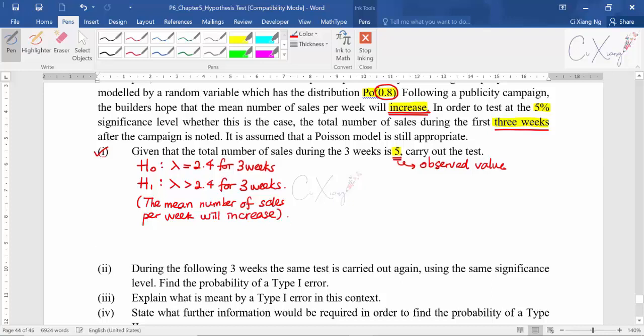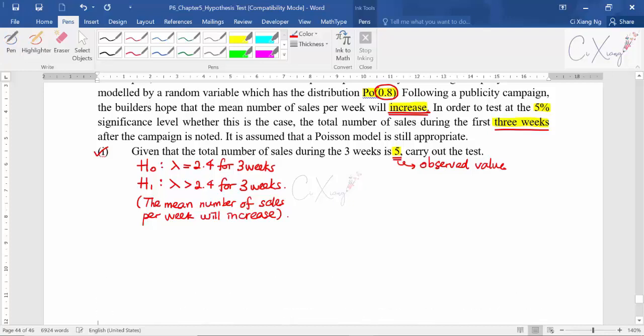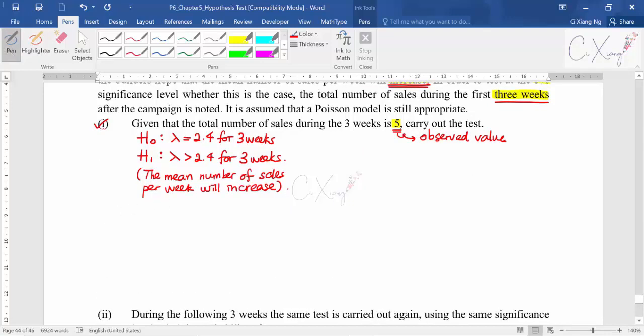Alright, then I know that for this part, it is Poisson distributed. The lambda is 2.4. Then I want to calculate the observed value x, and the observed value is 5. So should I put greater equal or smaller equal? According to the alternative hypothesis here, the sign is greater, right? So your calculation should be more than or equals to 5.